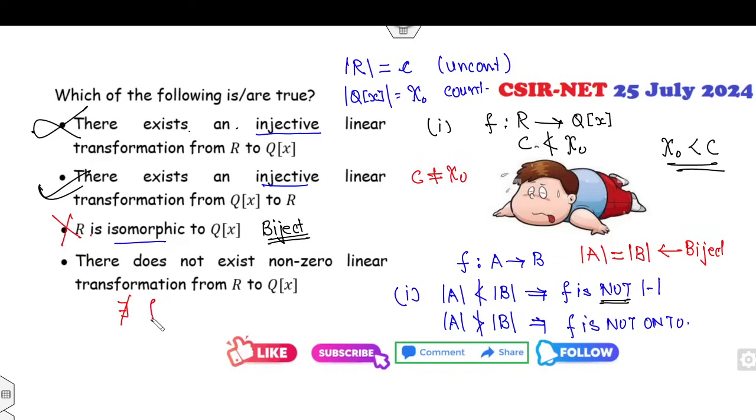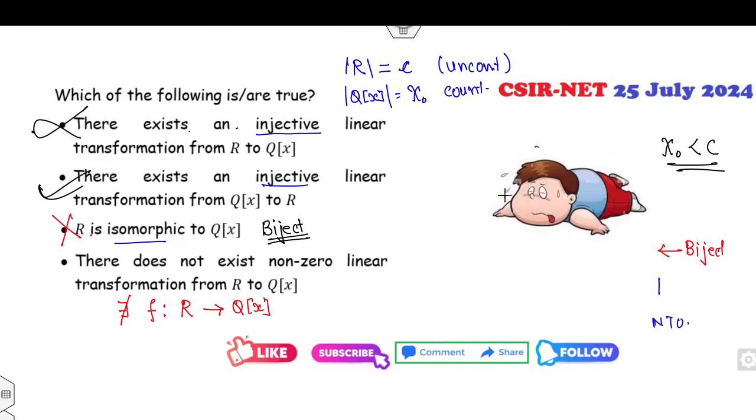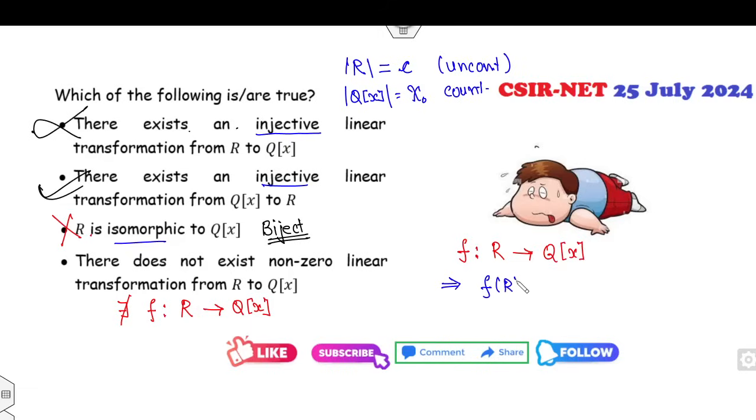There does not exist any map from R to Q[x]. Remember, they are not talking about 1-1 or onto. They are simply talking about the mapping. Very simple. How can you think about that? Assume that there exists any map from R to Q[x]. What does it imply? That means f of R is a subset of this. If it is not onto, fine. But we can assume that f of R is a subset of Q[x].